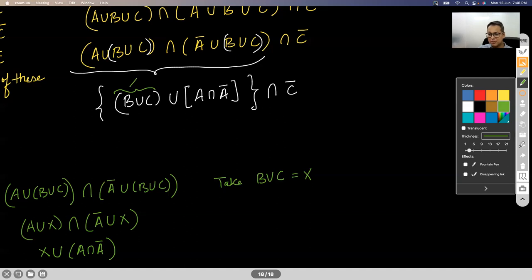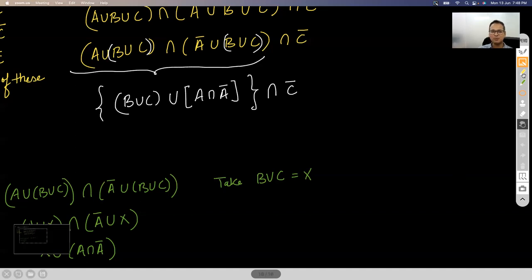Where did the double complement go after the first step? My God, double complement means you're back to the same set. A complement complement is A only. Law of complementation, forgot. Clear, Omkar? It slipped out of your mind.